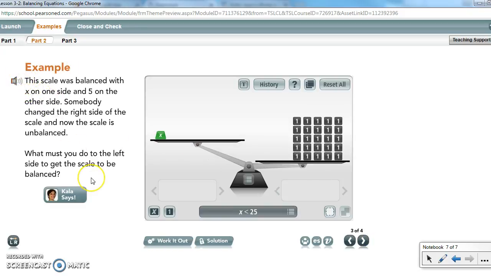This scale was balanced with x on one side and 5 on the other side. Somebody changed the right side of the scale, and now the scale is unbalanced. What must you do to the left side to get the scale to be balanced? So at one point, x was over here, and it balanced out when 5 was over here. So we have 1, 2, 3, 4, 5. So just when it was this.